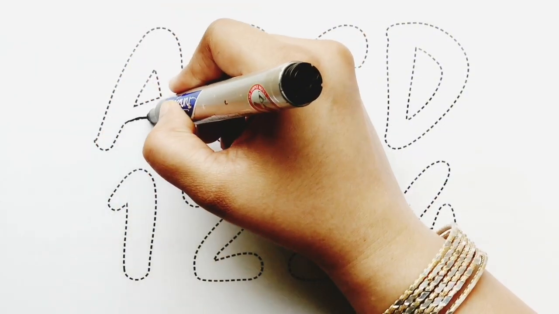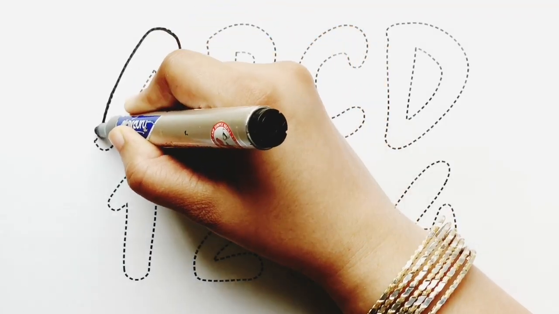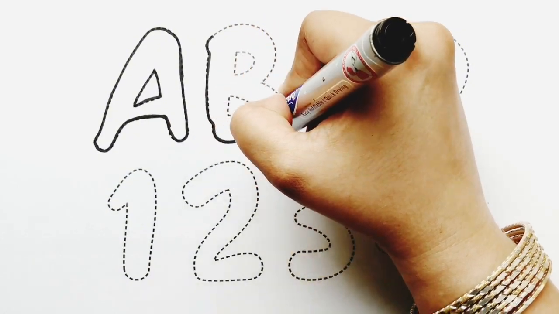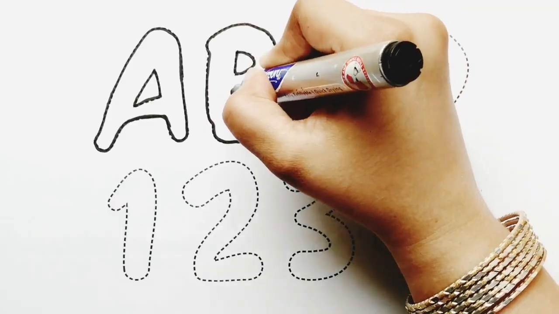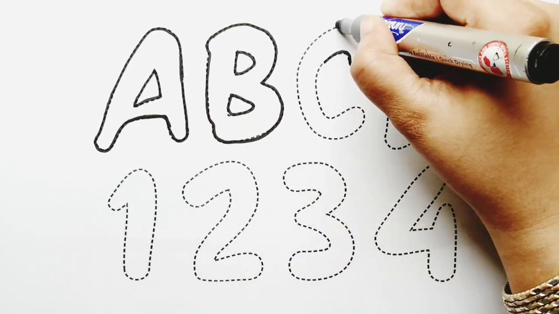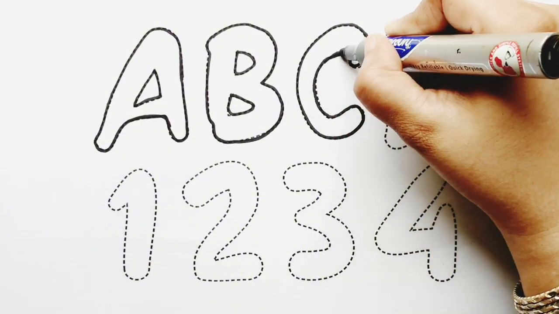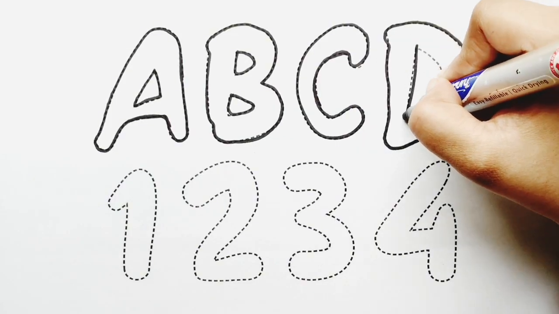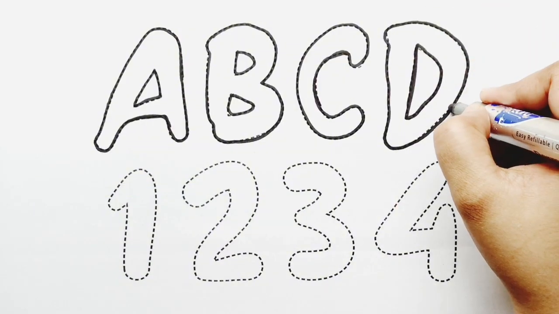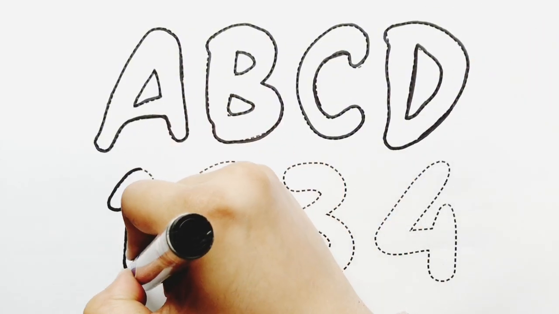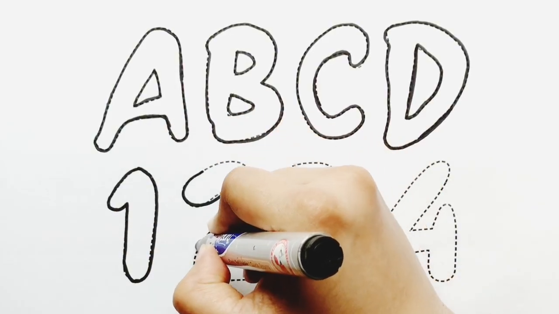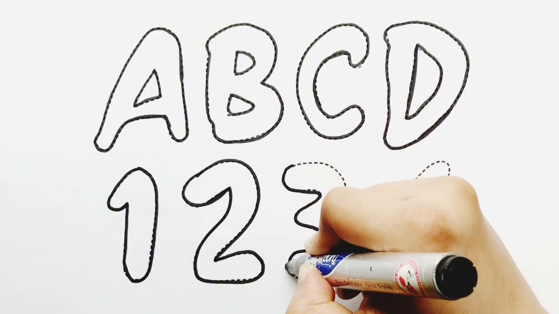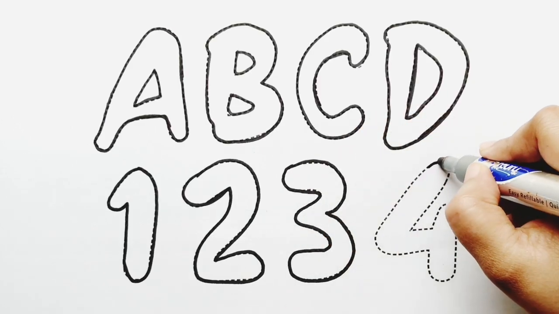I draw capital letter A. B. C. Capital letter D. Number 1, 2, 3, 4.